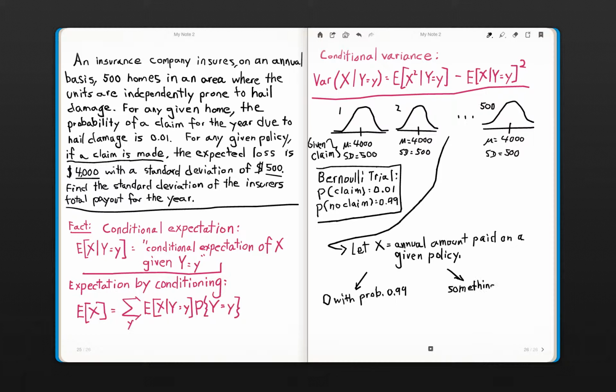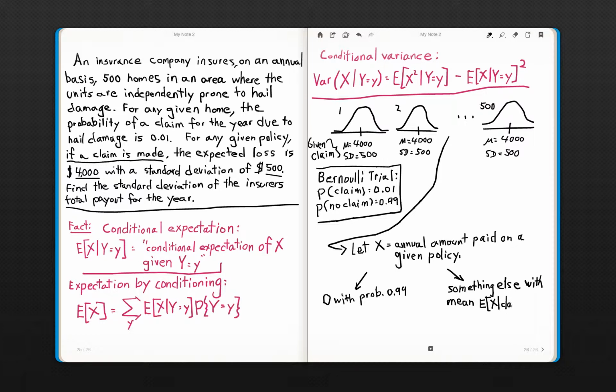Okay, something we really don't know. It won't be exactly 4,000 every time. It's just the expected value given that there's a claim. But we know something about that payout. It'll be with a mean, actually it's a conditional mean, of the expected value. It has expected value of X given that there's a claim.